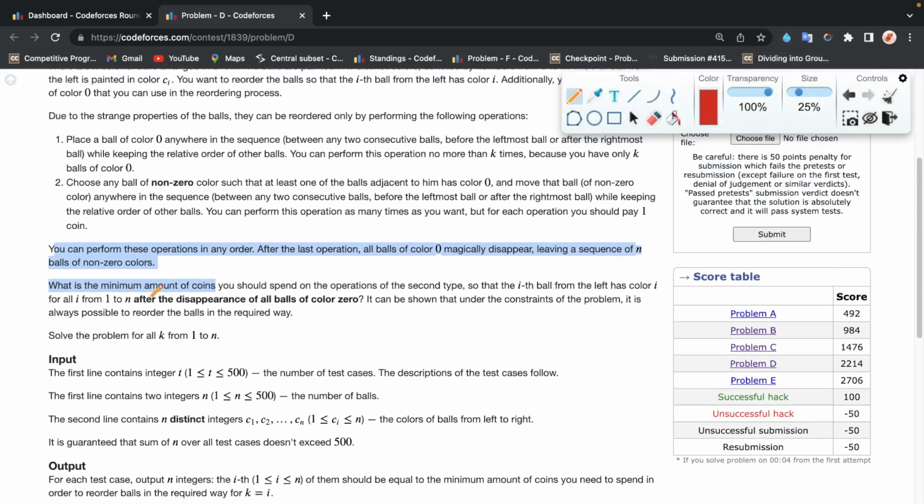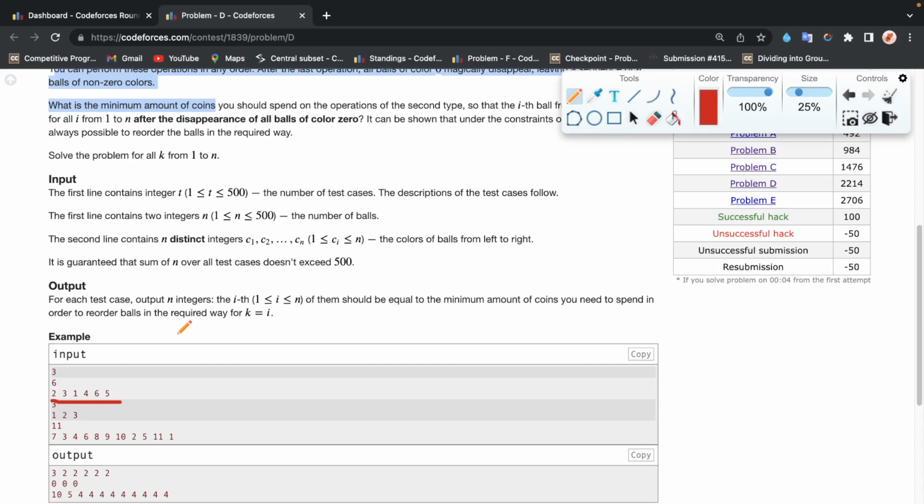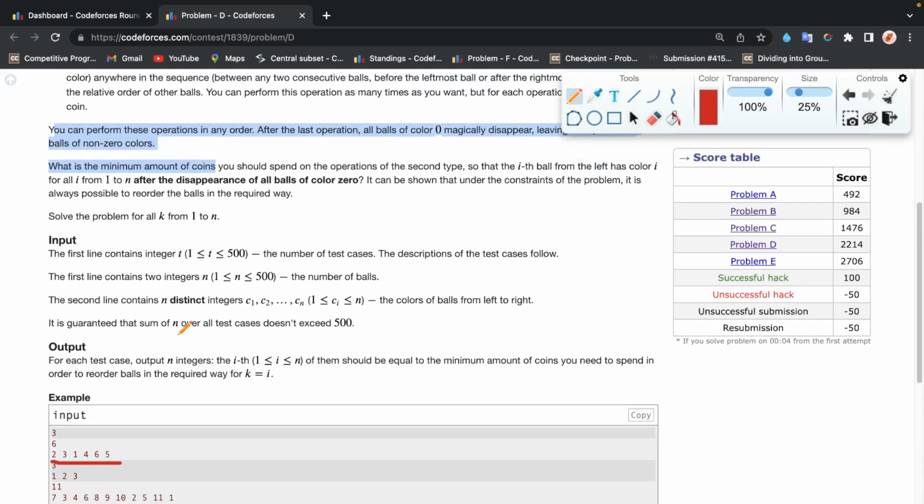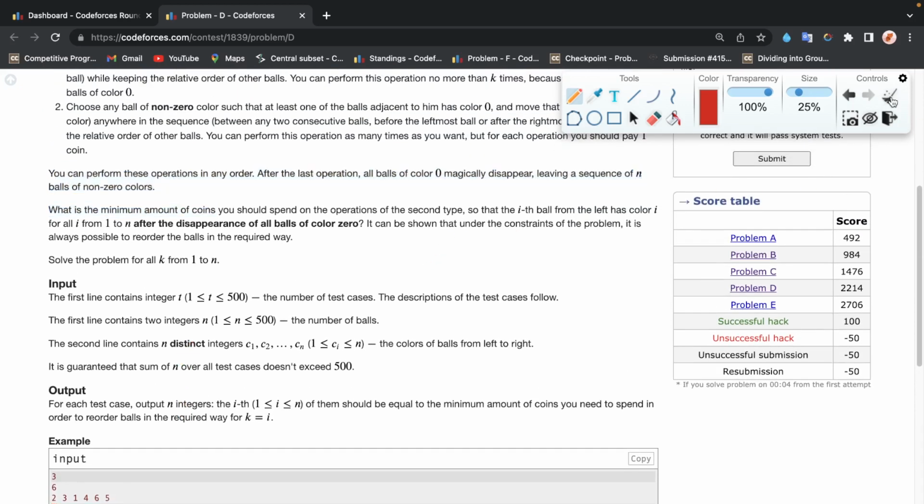Find the minimum amount of coins you can spend on the operations of the second type so that after the disappearance of all balls of color 0, the ith ball from the left is color i for all i from 1 to n. It can be shown that it is possible to reorder the balls. We want to solve the problem for k.